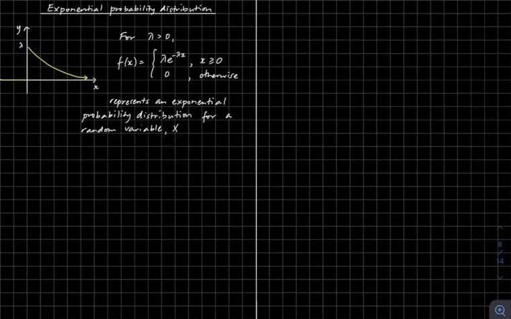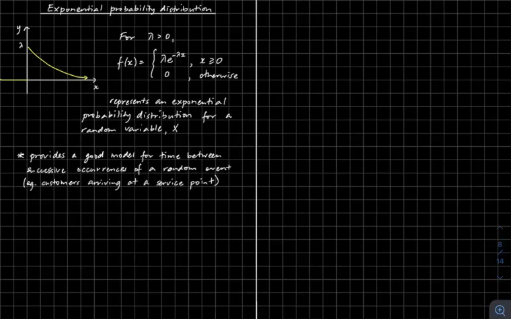One question we might have is, what type of random variable x would be modeled by this sort of probability distribution? What kinds of variables would have probabilities that follow this model? It turns out that it provides a pretty good model for the time between successive occurrences of a random event. Things like customers arriving at a service point, or cars passing a certain point on the road, things which happen fairly randomly, can have their probabilities modeled fairly well by this.